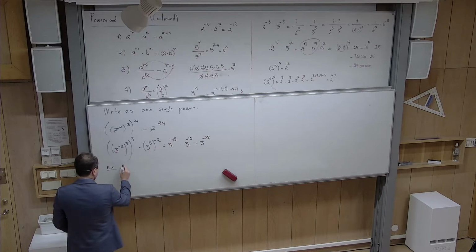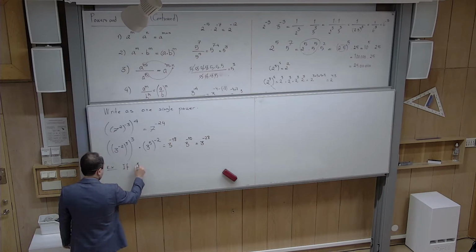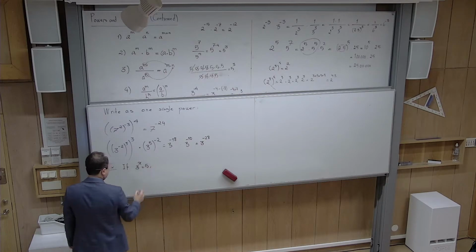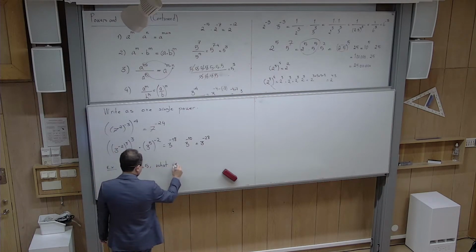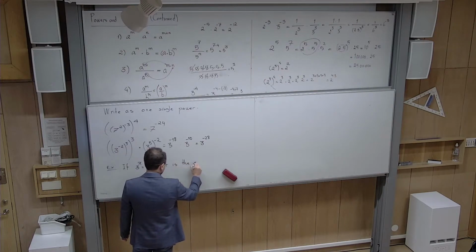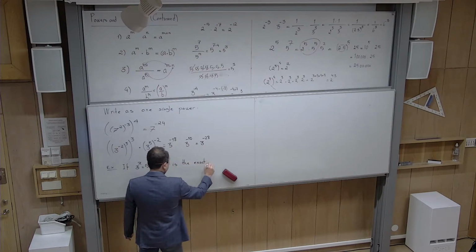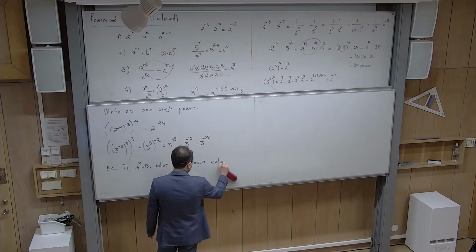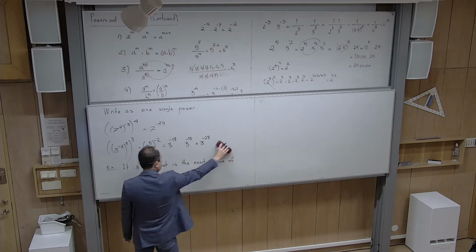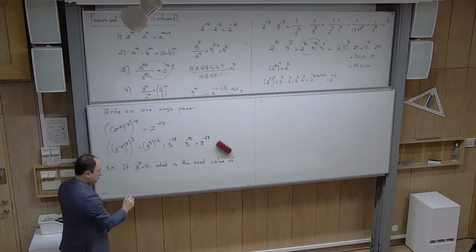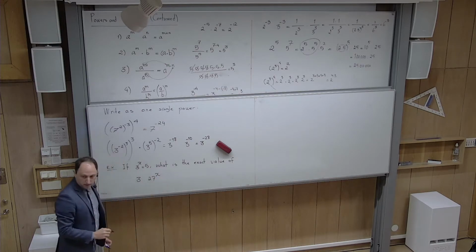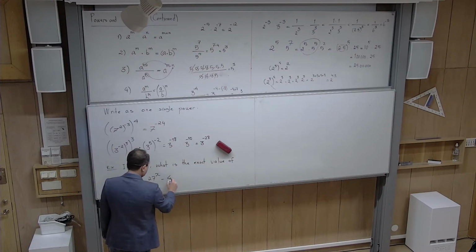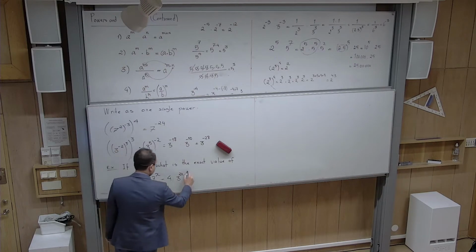If 3 to power x is equal to 5, what is the exact value of this number? 3 times 27 to power x, and then I have minus 4 times 3 to power 2x. Okay, so that is the goal.